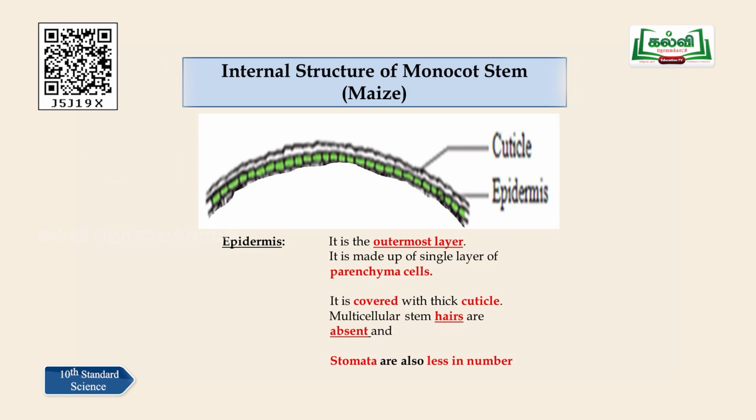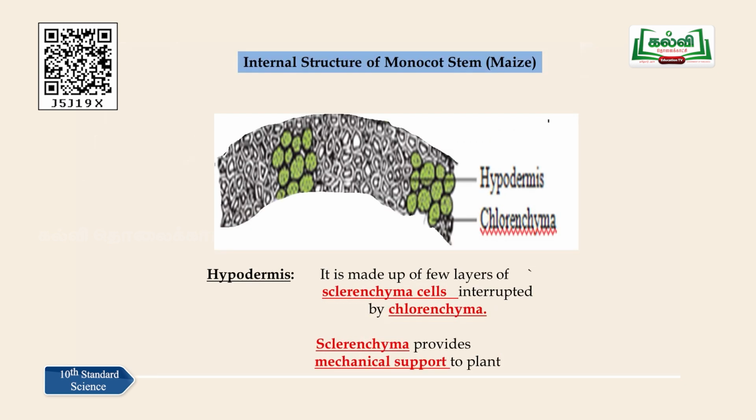There are stomata, so many stomatas, and the stomatas are less in number in monocot stem. The next, we can see the next layer of cell, it is hypodermis and chlorenchyma. Hypodermis is made up of sclerenchyma cells interrupted by chlorenchyma cell. So, all the cells you are going to draw here will have double layer. You have to do 2 times. Inside you have to shade, and then externally also you have to draw the outer line. Okay? And the sclerenchyma provides mechanical support to the plant.